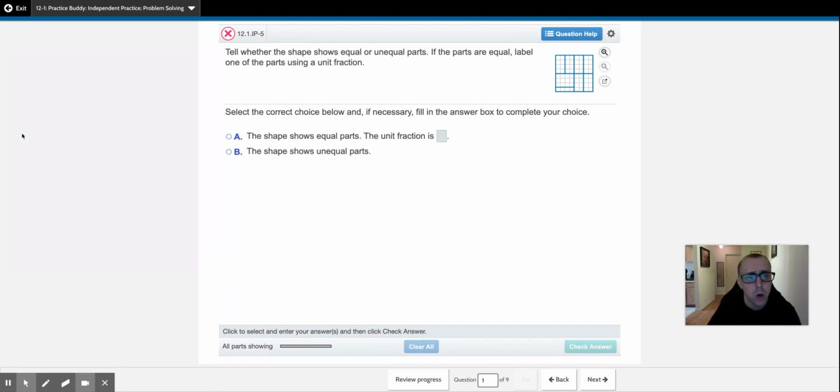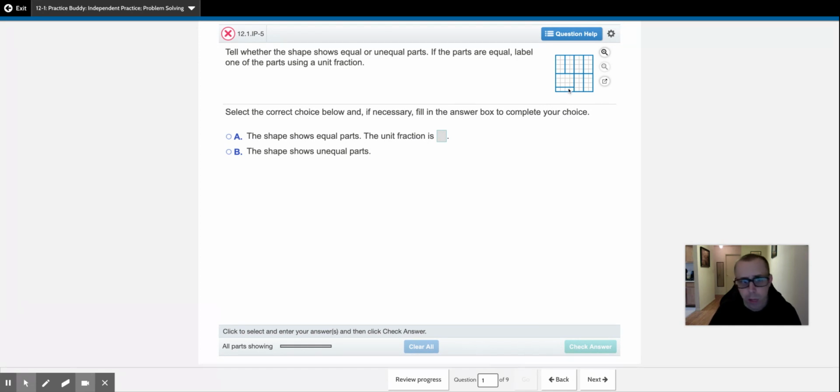So here, for number 1, we have to tell whether the shape shows equal or unequal parts. If the parts are equal, label one of the parts using a unit fraction. Speaking of unit fractions, remember, a unit fraction has a 1 on top and the total number of parts on the bottom. So if these parts are equal, it will be 1 out of 1, 2, 3, 4, 5, 6, 7, 8. So if these parts are equal, the unit fraction will be 1/8.